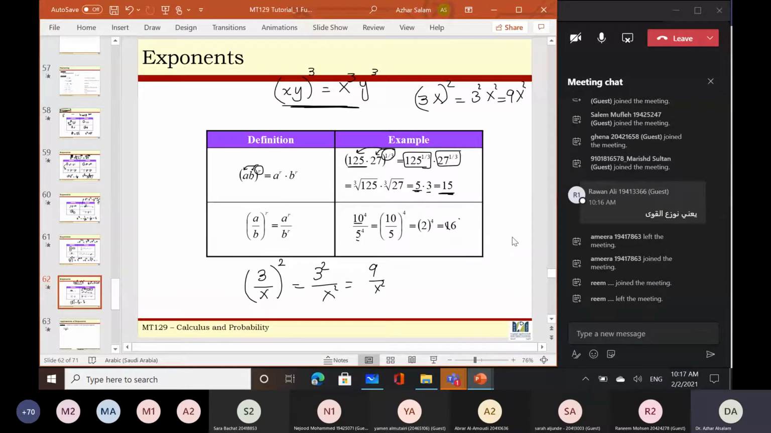Okay. The main goal actually here is to simplify.